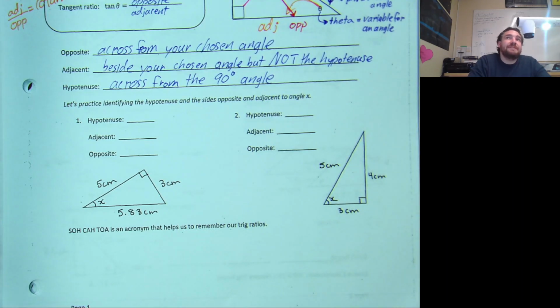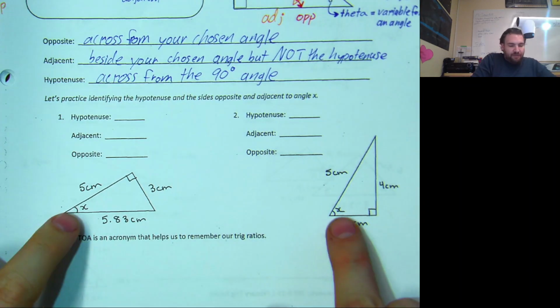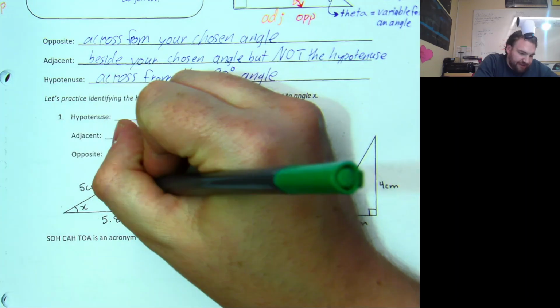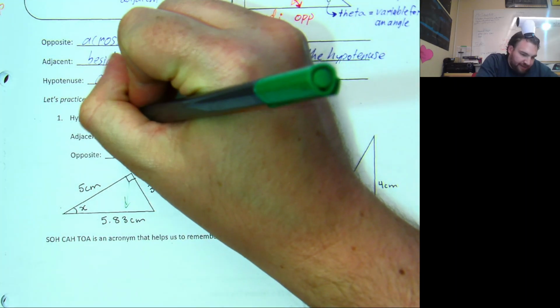Just to recap some of the stuff that we did yesterday, these angles here are given to us there. We label them as x in the bottom corner there. So, what side lengths are the hypotenuse, the adjacent side, and the opposite side from that angle x? Yes, Carolyn. The hypotenuse is always the longest side, so 5.83. It's also found opposite the 90. So this side right there is the hypotenuse. That one is 5.83.